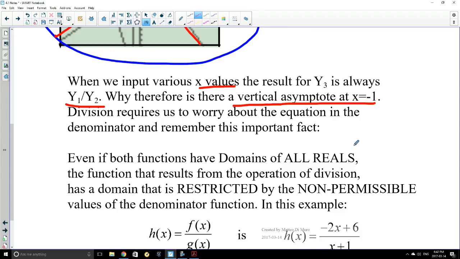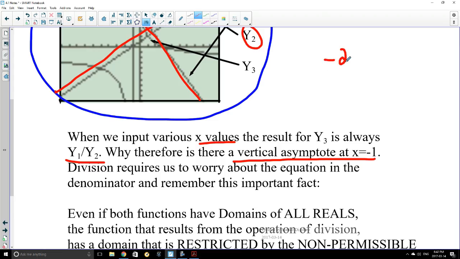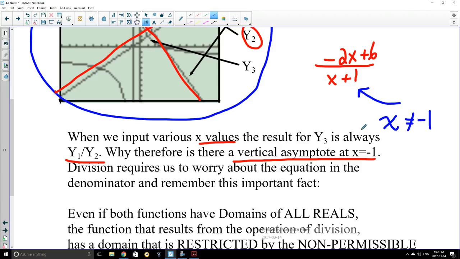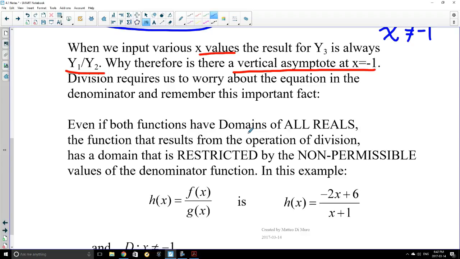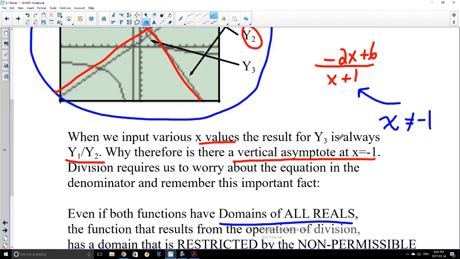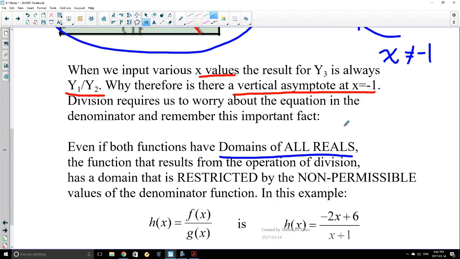If I write f of x over g of x, because it's a fraction, we know that we got a non-permissible value here. x cannot equal negative 1. That's giving us our asymptote. The domain is tricky to figure out. So this is why the exam tends to stay away from doing the division questions.